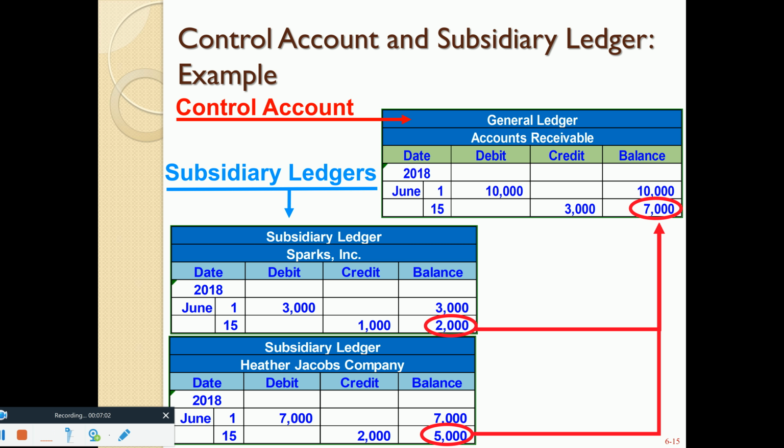So what we're going to do is, and you can see the red arrows here, the accounts receivable balance as of June 15th, 2018 is $7,000. Well, we're going to open up some subsidiary ledgers for each individual customer. And you can see at this very simplistic point in time that the $7,000 is due from two customers, Sparks Inc. and Heather Jacobs Company. And you can see the two balances in those two customers equals the control balance.